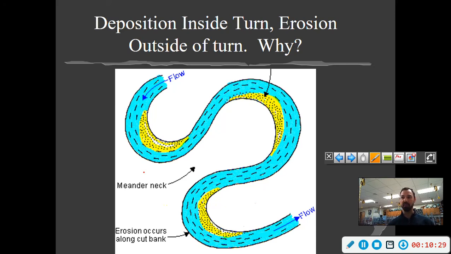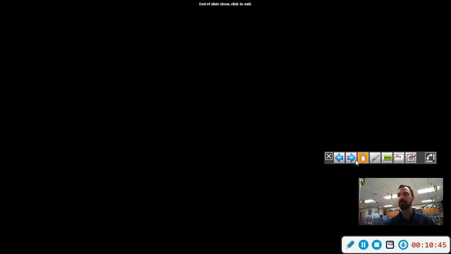You also get what's called tributaries, which are little branches off the river in each direction, and that's what happens. So erosion again on the outside of the turn, because that's where the faster water is. Higher velocity. And that's it.